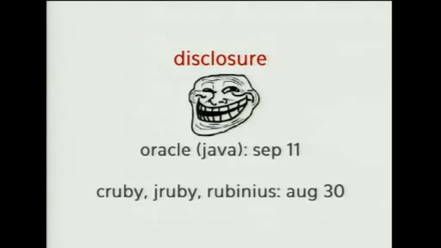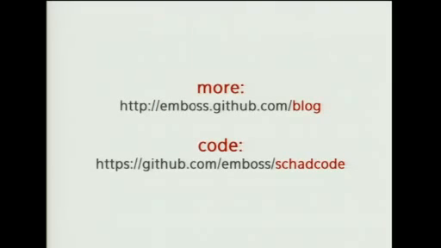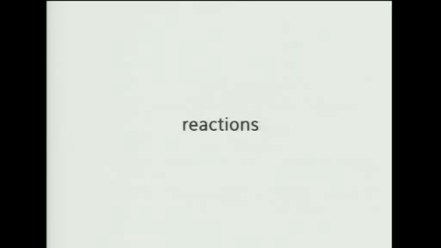Okay, we reported our findings, first to the Java people, then to the Ruby people. And an oCERT advisory was created, CVEs were assigned. And if you want to find out more about the attack, especially how those differences, D1 and D2, I didn't actually talk about how to choose them. If you want to know more about this, and if you can bear to read it, it's on my blog. And if you want to play with the proof of concept code, it's on my GitHub account. So Schadcode is if you apply Schadenfreude to hash functions. Have fun with that. And let's see what the reactions were.